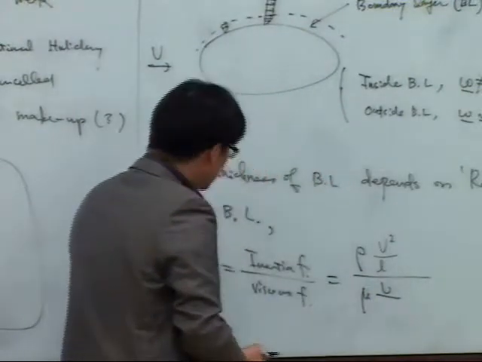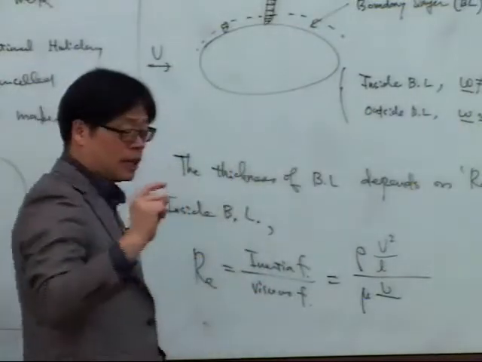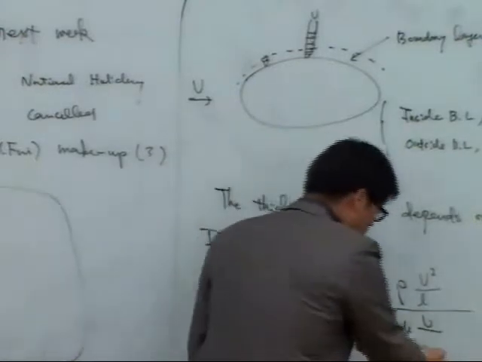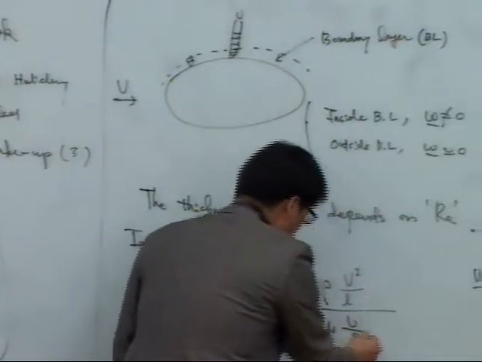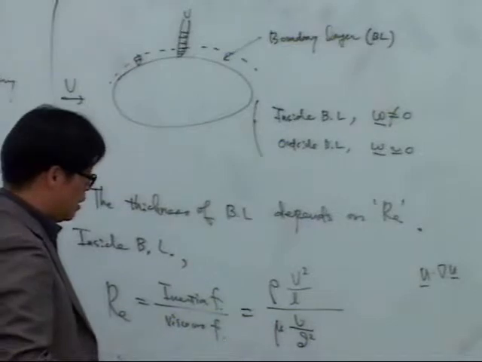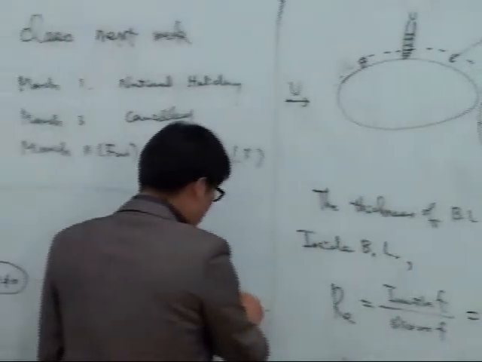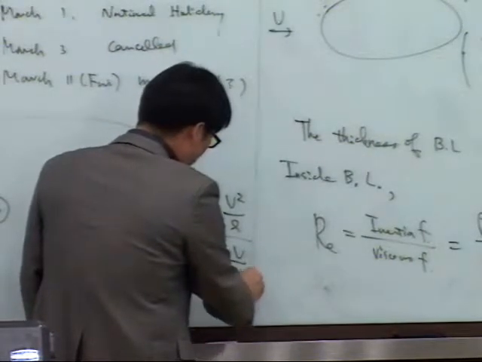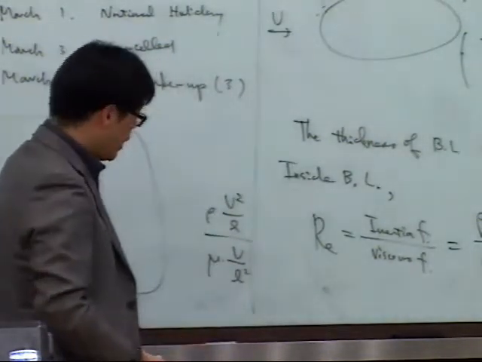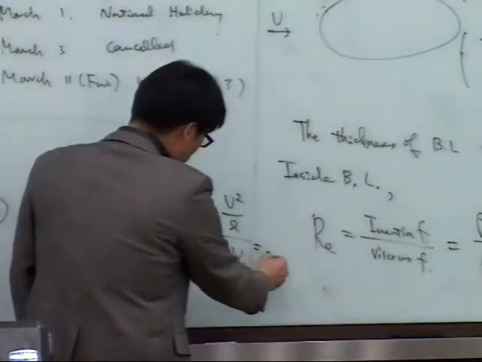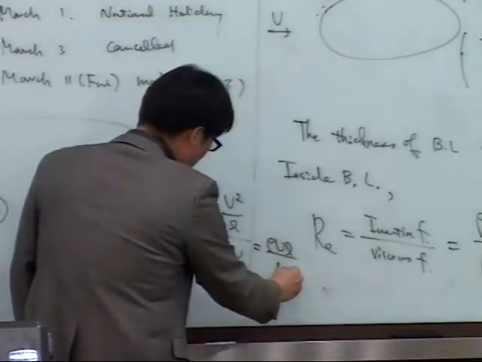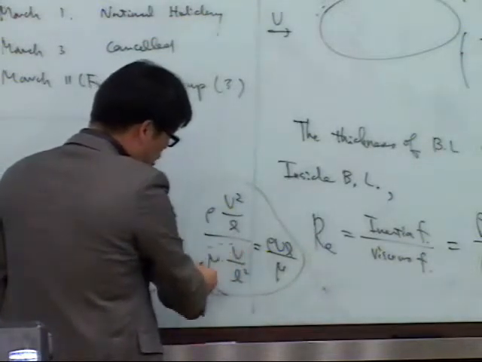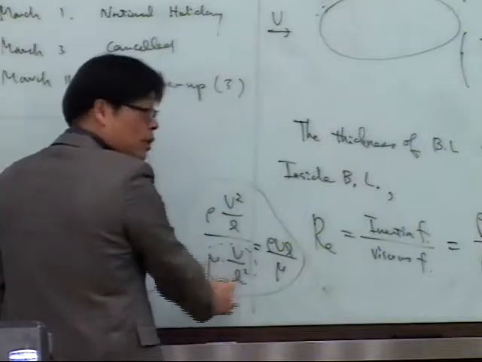This time, inside of boundary layer, the characteristic length of viscous force is, instead of L, the thickness of boundary layer delta squared. So previously we have rho U squared over L, and mu times U divided by L squared. That's what we did, and then we end up with the Reynolds number, which is rho U L divided by mu. That was the measure of viscous force.